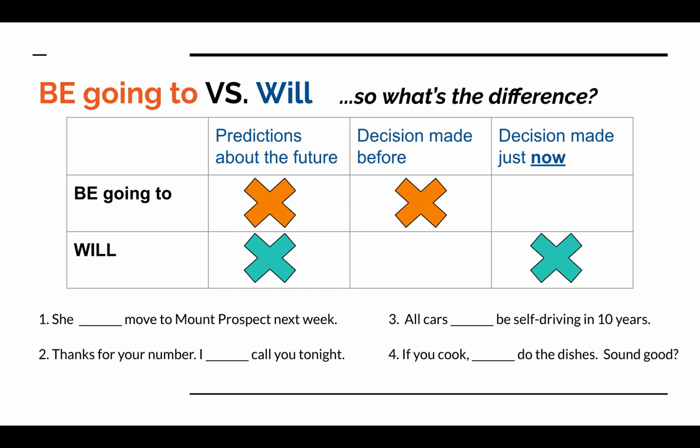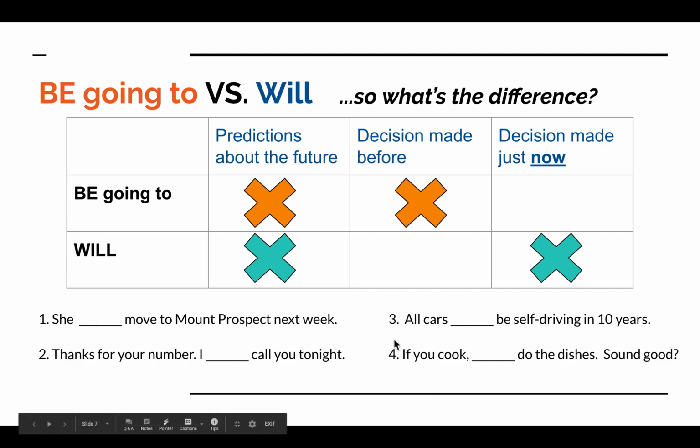Number 1, she blank moved to Mount Prospect next week. Okay, do you think be going to or will? I think be going to, because the decision had to be made before if she's going to move. She did not make it right now, and it's not a prediction. Number 2, thanks for your number. I blank call you tonight. In this one, I think the answer is will, because the decision was made just now. Just now I got your number, and so just now I've decided that I'm going to call you tonight. I didn't decide to call you last week or last month, right?